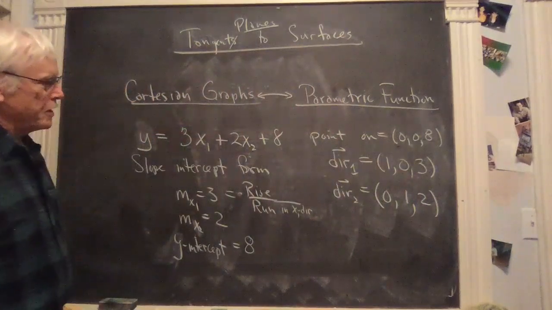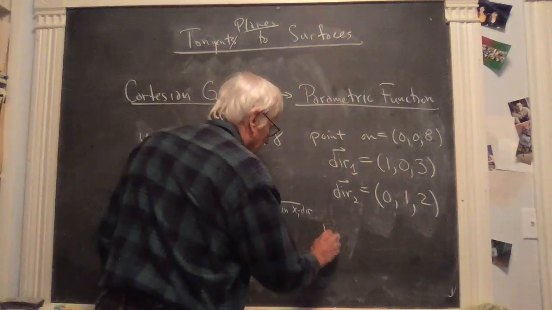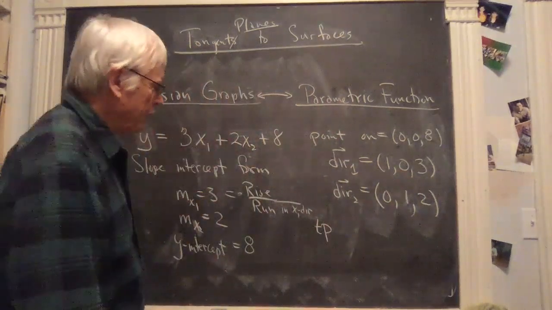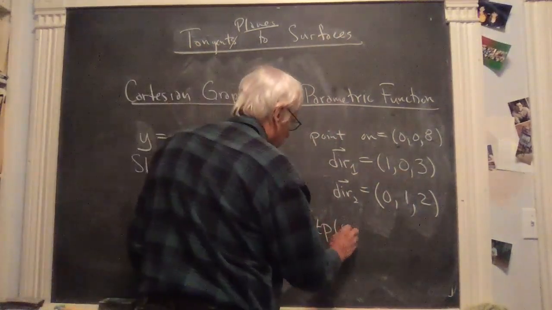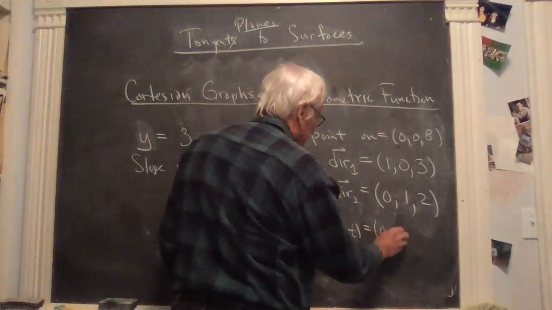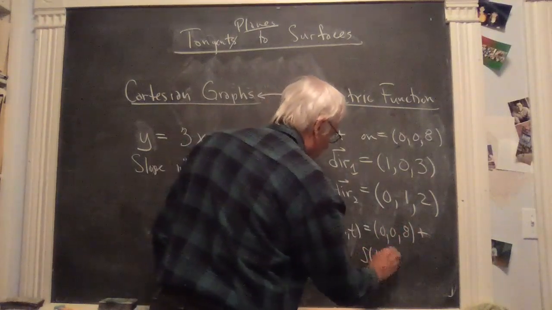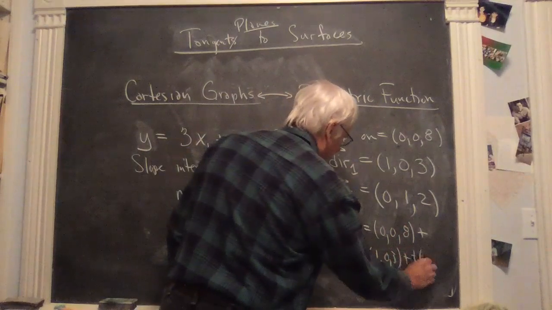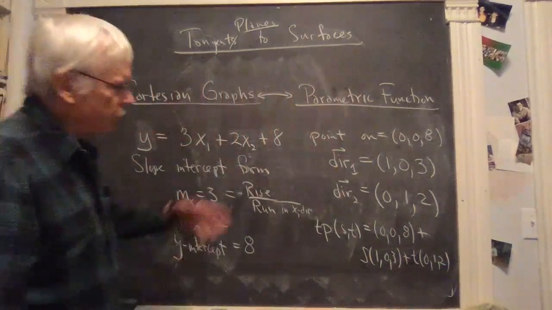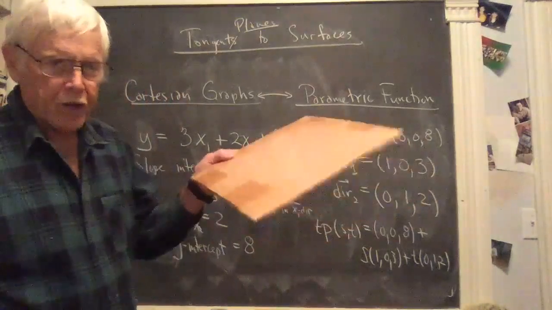And so these are the things that you need to write the parametric equation. I'll call it TP for tangent plane. It'll be a function of two variables, s and t. It'll be a point on, 0, 0, 8, plus s times the first direction, 1, 0, 3, plus t times the second direction, 0, 1, 2. And the range of this function will be the tangent plane that we're interested in, this tangent plane.